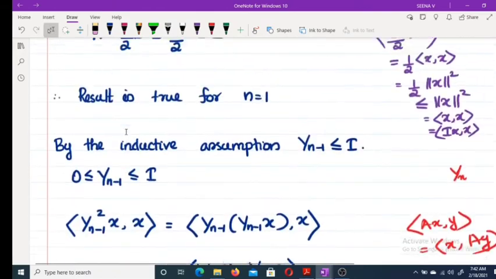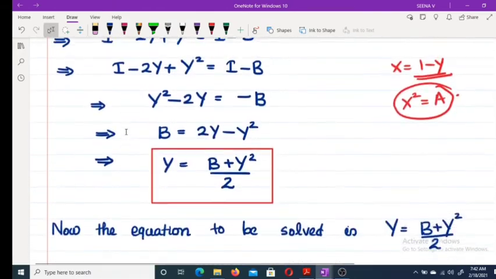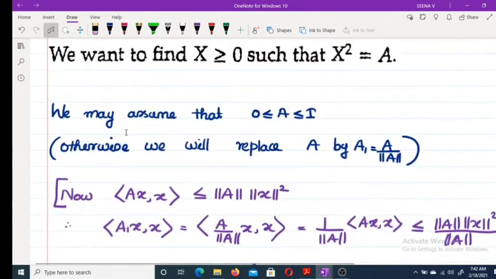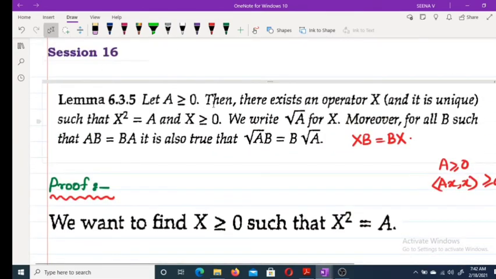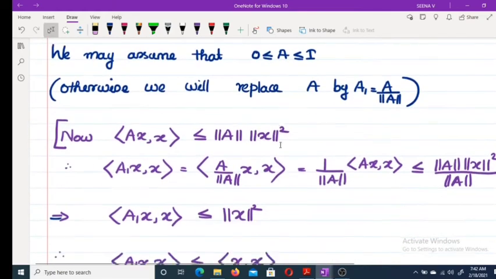Once again, we will move to the statement. Let a ≥ 0; there exists an operator x such that x² = a and x ≥ 0. One more condition is there, it is unique. And the last one we have to prove: moreover, for all b such that ab = ba, it is true that root a into b equals b into root a. We have to prove that also.